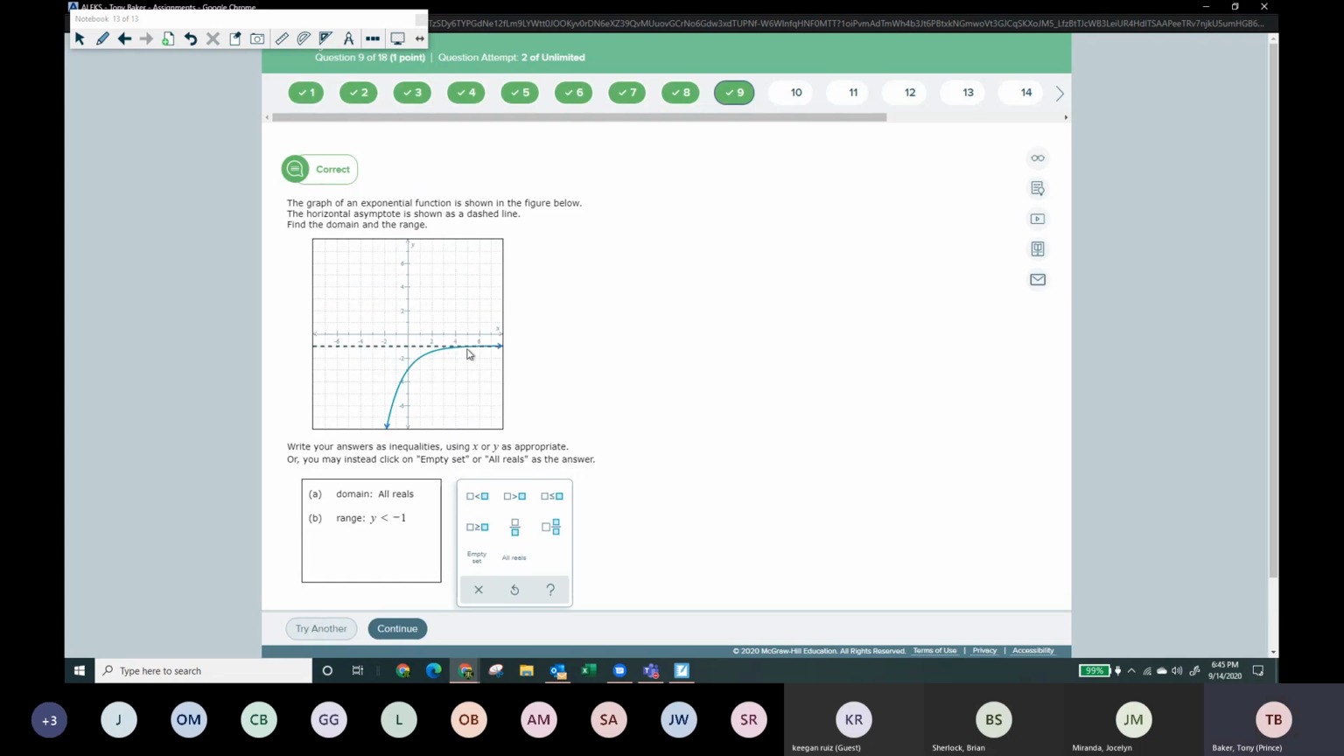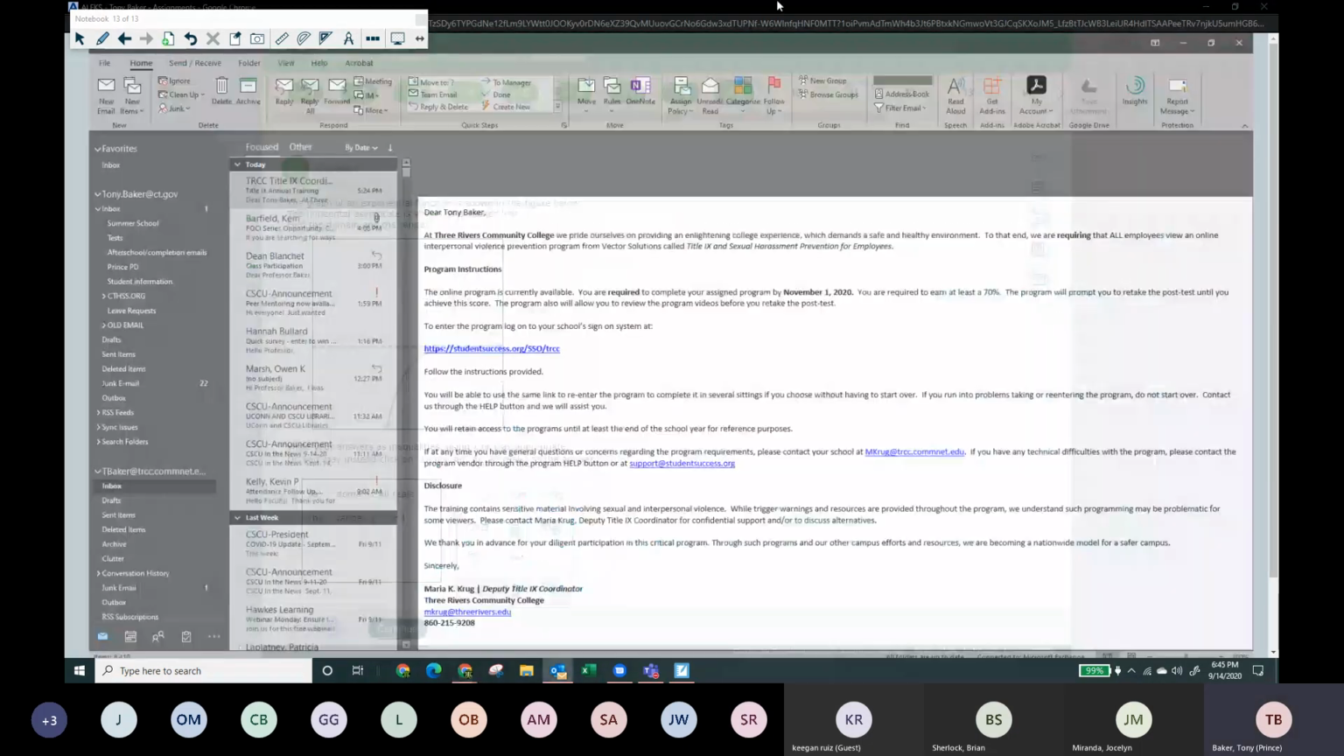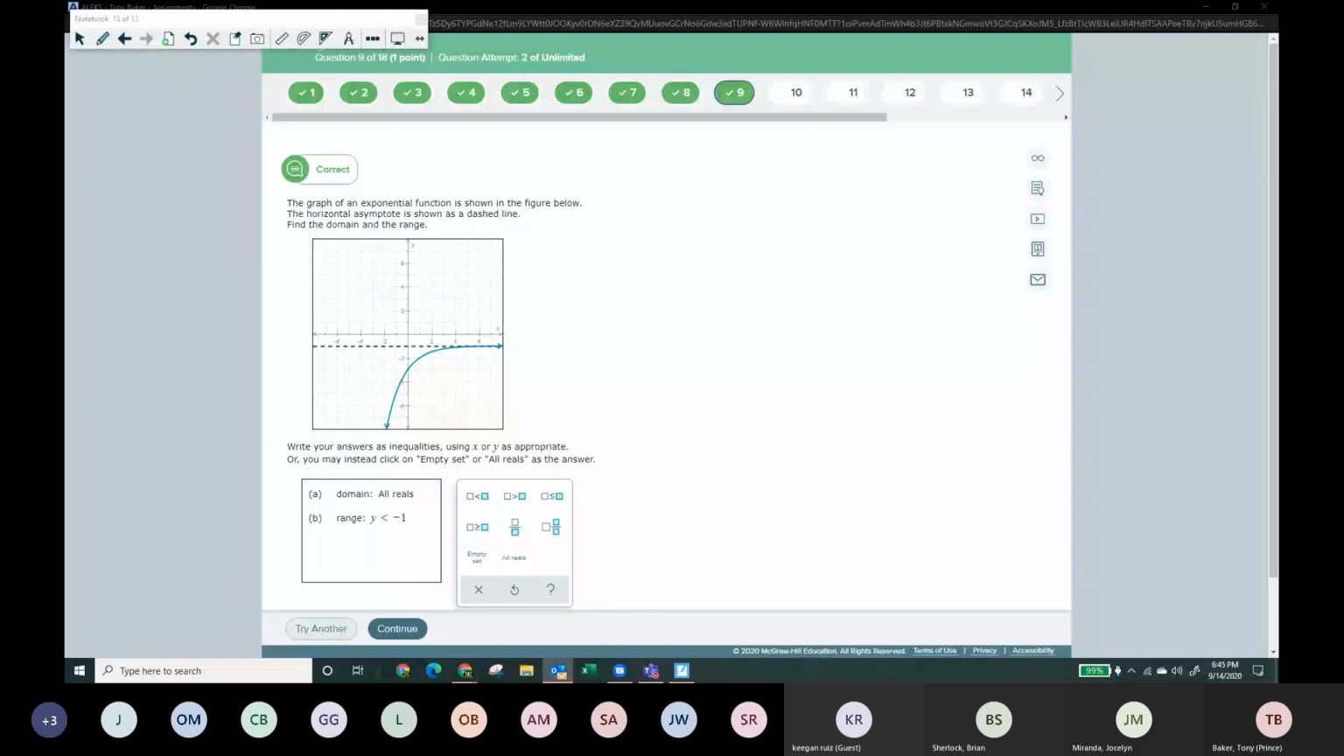So just be careful when you look at this. You might say, oh, it looks like it touches the line. An exponential function will never touch the asymptote. Questions with that? Hold on a second. Okay. All right.